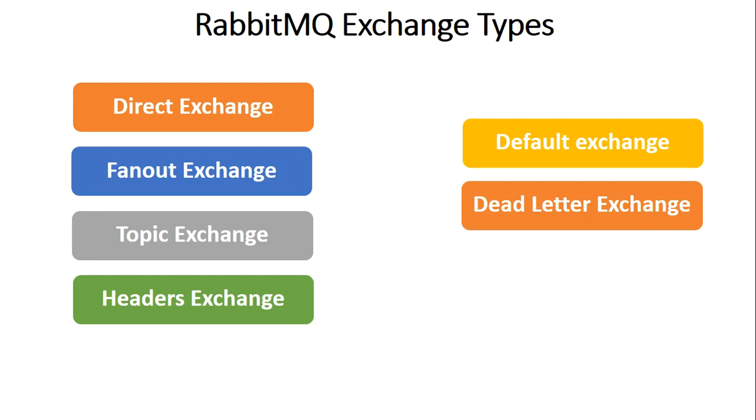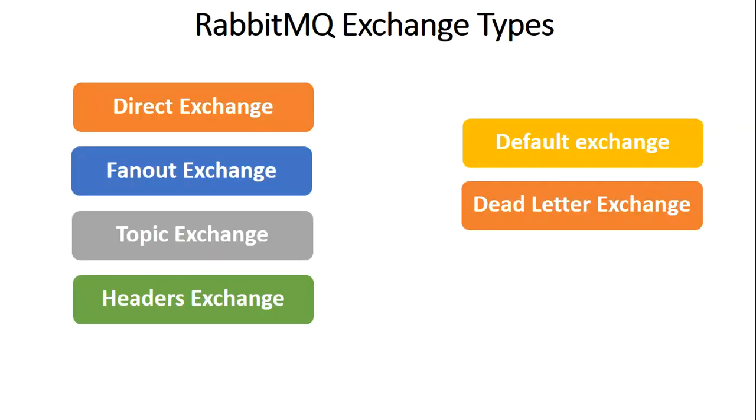There can be a possibility that we have multiple queues with an exactly matching binding key. In that case, this message will be delivered to all those queues which have a binding key equal to the routing key of the message.